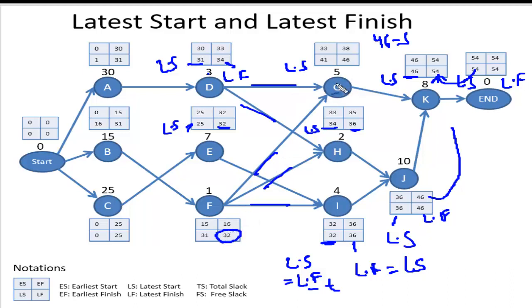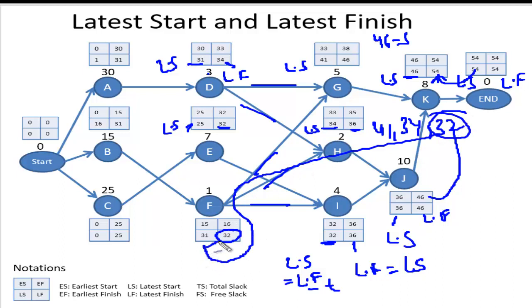Now I am seeing here the latest start times are 41, 34, and, I guess, yes, 32. Which is the minimum out of 41, 34 and 32? 32 is the minimum, so I choose 32 to be the latest finish time of it. How did I calculate the start time? 32 minus 1, that is 31.